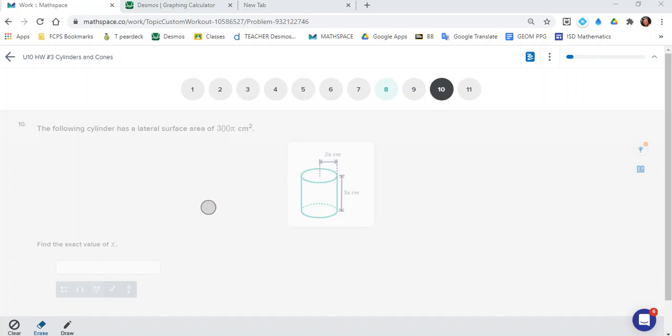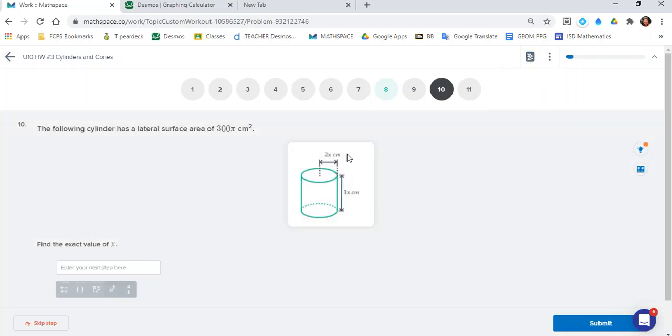Hi, I'm going to do a quick video on how to solve this MathSpace problem. I'm going to find the lateral area, which is given to me, so I need to solve for x here. I would grab the sketch pad and write down my two unknowns.